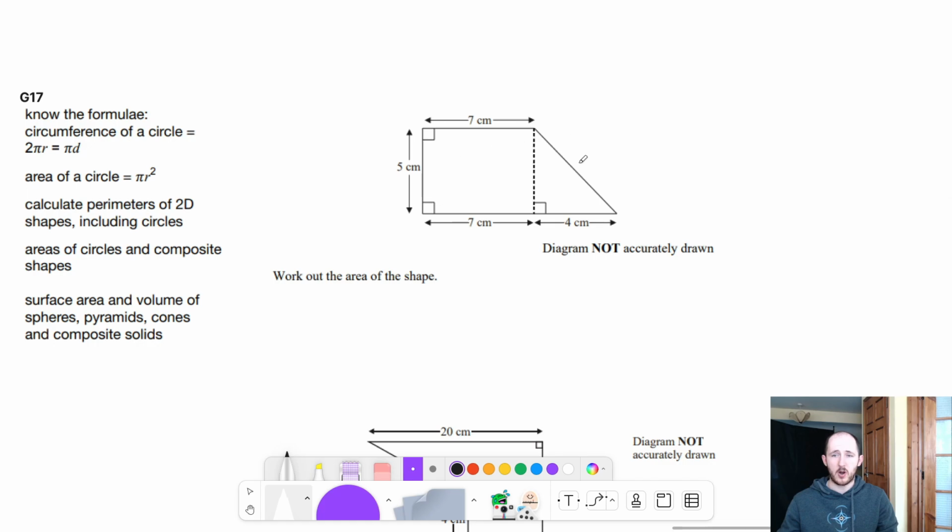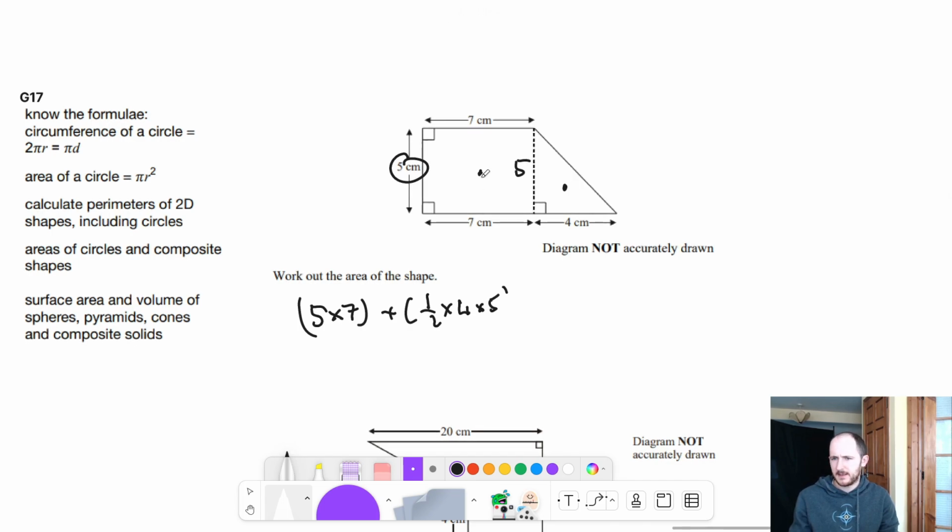So I've picked an area of a composite shape for this one. So if you look, it is a trapezium, so you can use the area of a trapezium if you want. But if you look, it's just a triangle and a rectangle, and it says work out the area. So you'd work out the area of this shape, and plus it's the area of this shape. So that is, for the one on the left, it would be 5 times 7 plus half times base, which is 4, times height, which is 5, because remember this length will be the same as this one over here. And that will give you your answer. So 5 times 7 is 35, that would be plus 10, so it should be 45.